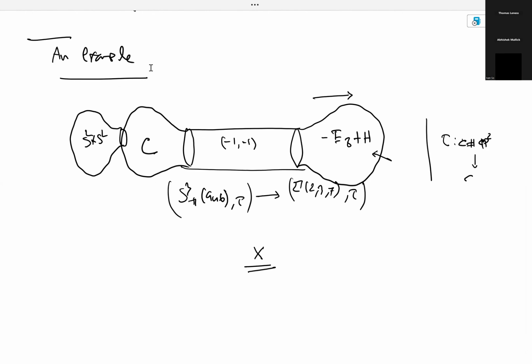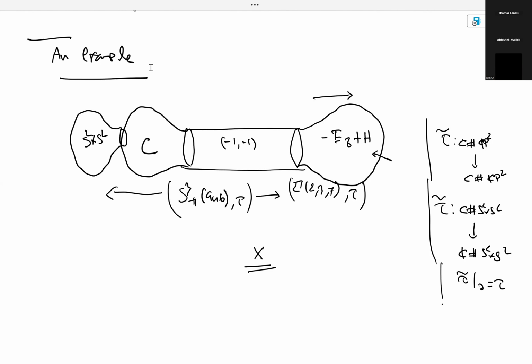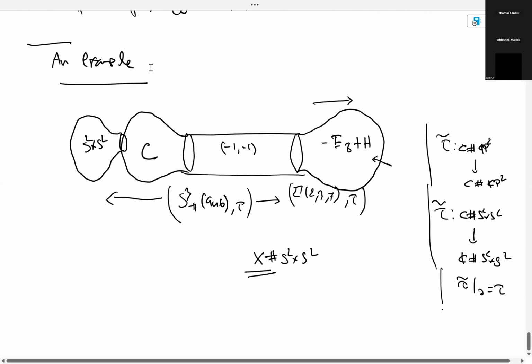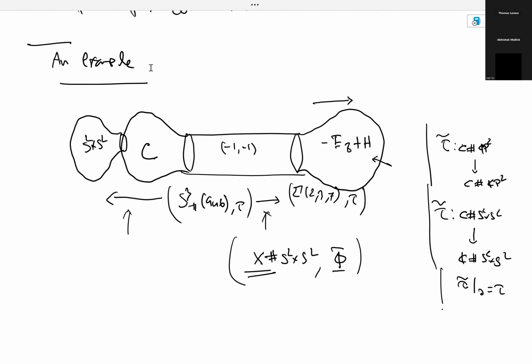it's killed once you connect sum by CP2. This fact is in fact also true when you connect sum by S2 times S2. So if you connect sum with S2 times S2, there is an extension of the cork twist to the boundary. In particular, tau here extends smoothly as well. Now the underlying manifold is X connect sum S2 times S2, and it is equipped with a diffeomorphism, which I'll denote as capital Phi, which is the concatenation of this diffeomorphism and this diffeomorphism.